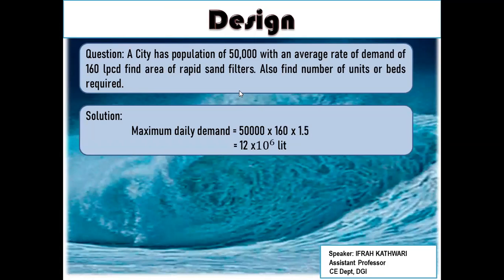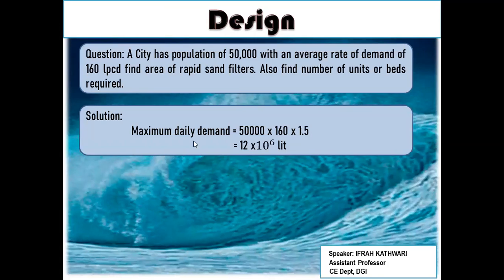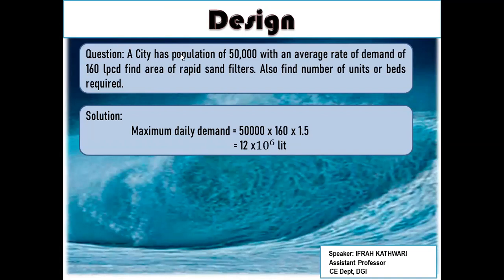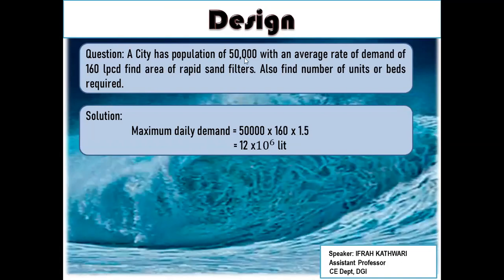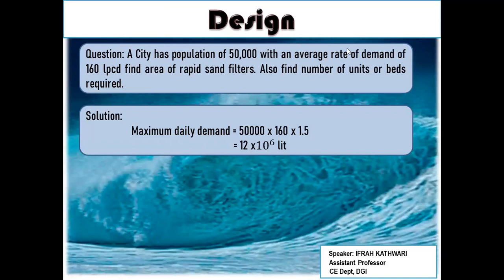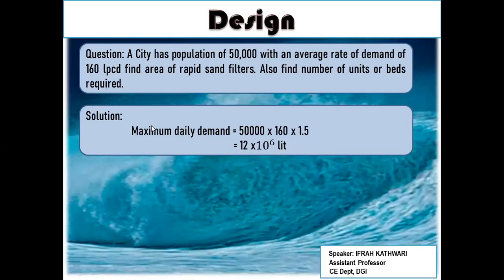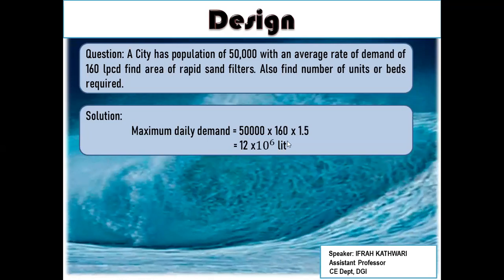As you can see, we can find out the maximum daily demand, which will be the population of the city, which is 50,000, and then the rate of demand, which is 160 liters per capita per day, which means 160 liters are being consumed per capita in a day. So yes, maximum daily demand is there with you.